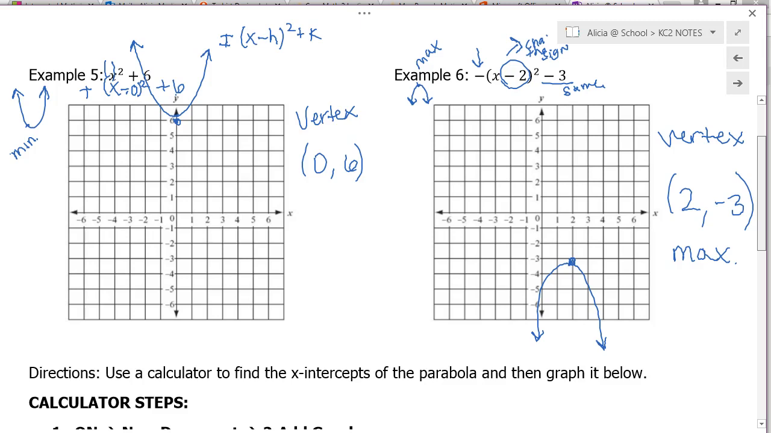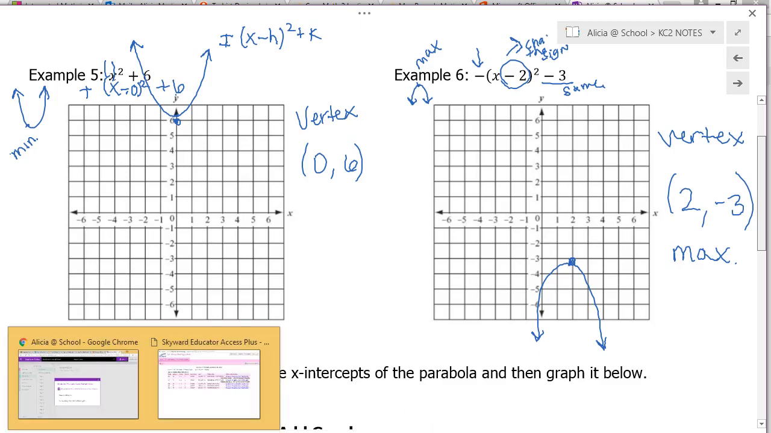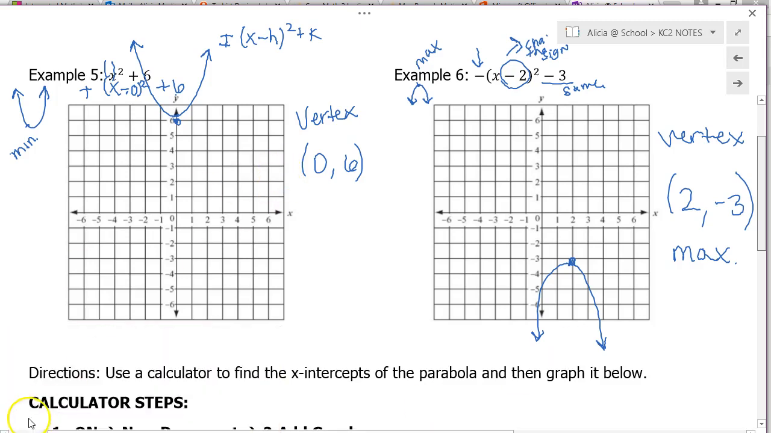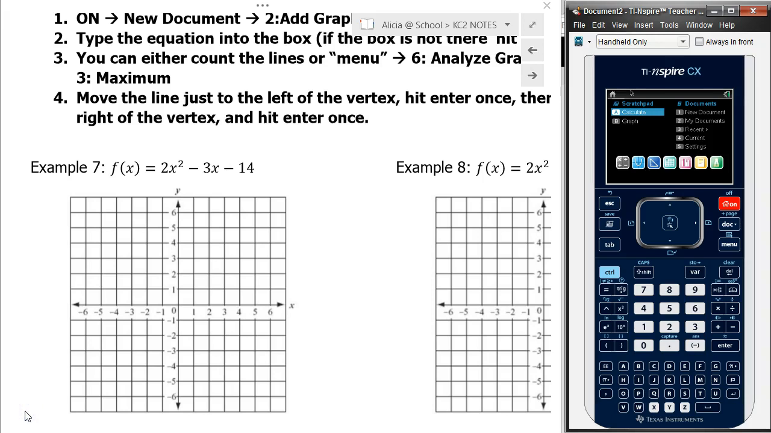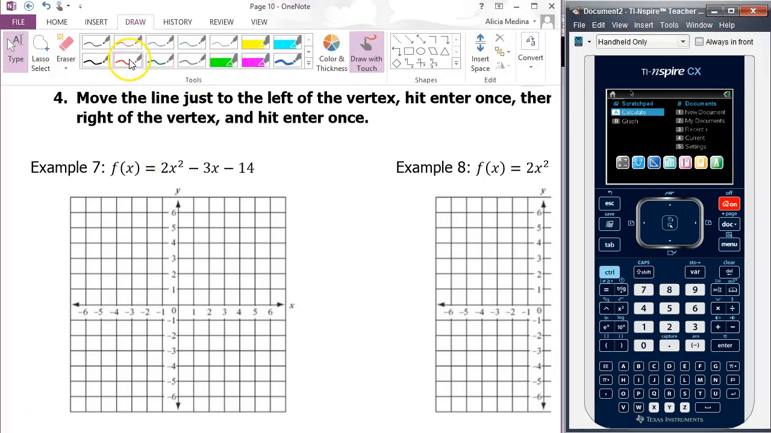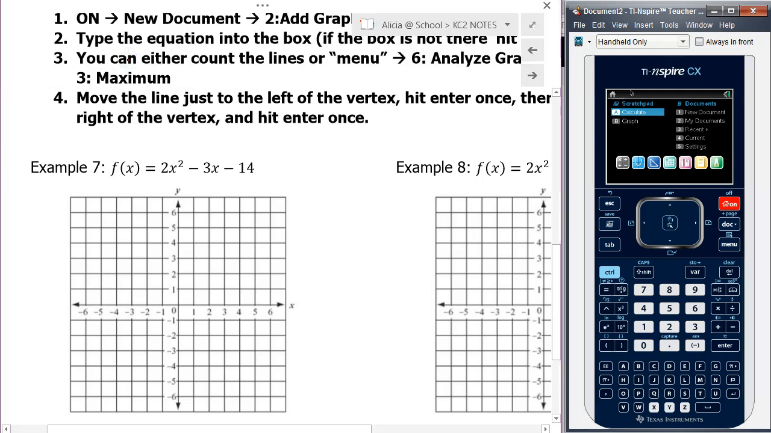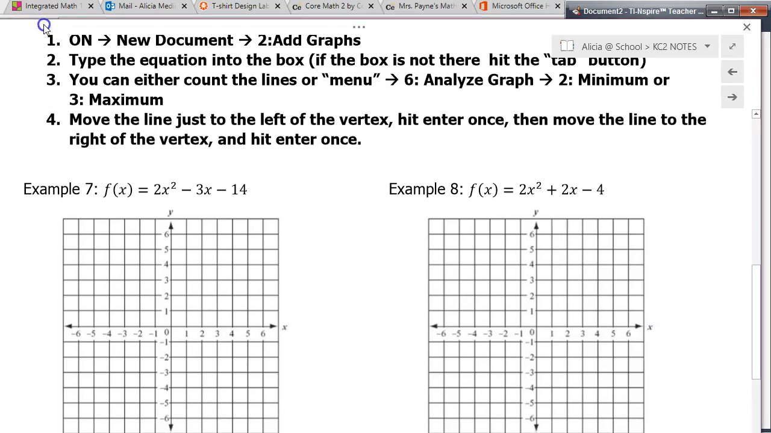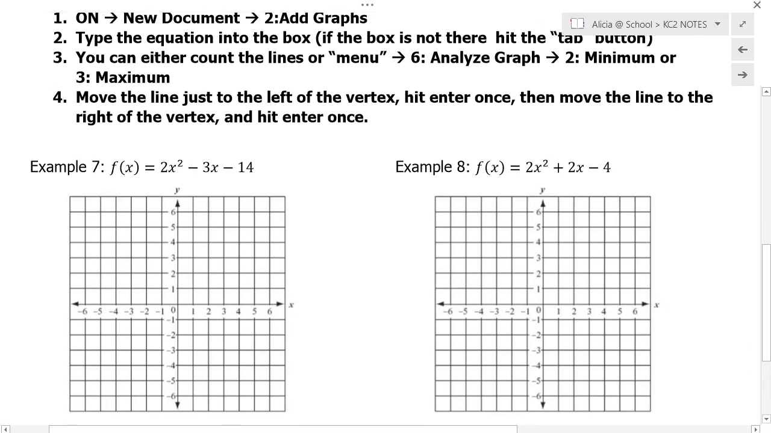Alright, if you don't already have your calculator, go ahead and just click pause so you can get up and grab your calculator, and then we're going to scroll down to examples number 7 and 8. Alright, so the steps that I'm going to be following in order to graph, because sometimes you're not going to be given, you have an equation, but we need to graph it by hand. That's not in vertex form. So the steps that I'm going to be reading and following are these steps 1 through 4 right there on the side. And the first thing is, well, obviously turn your calculator on.